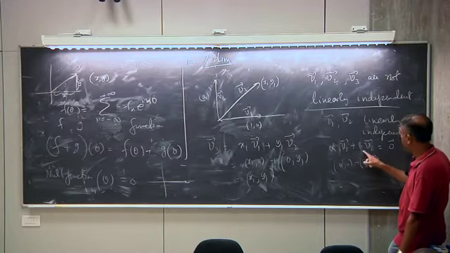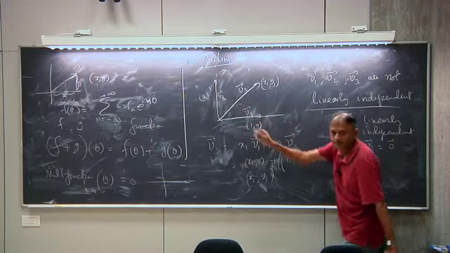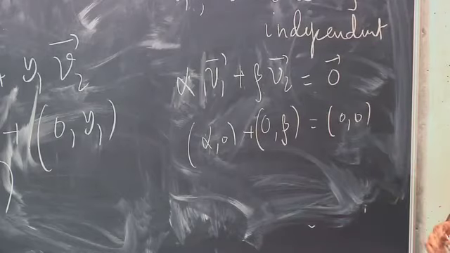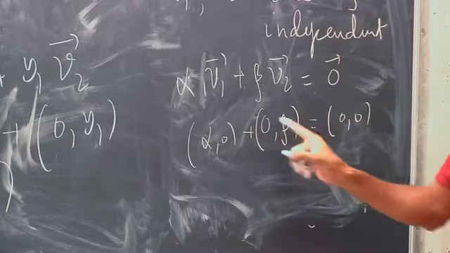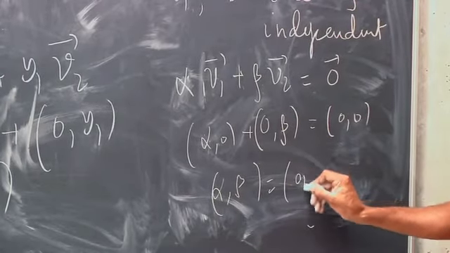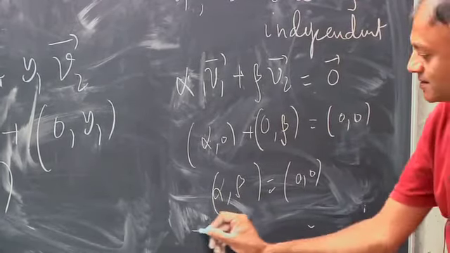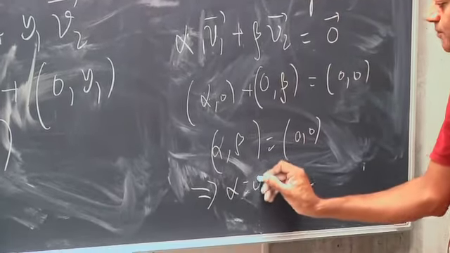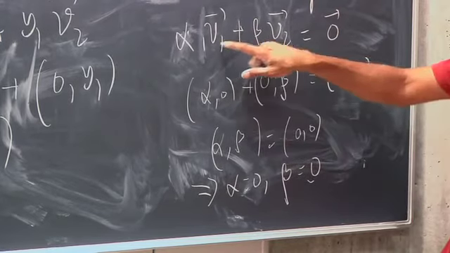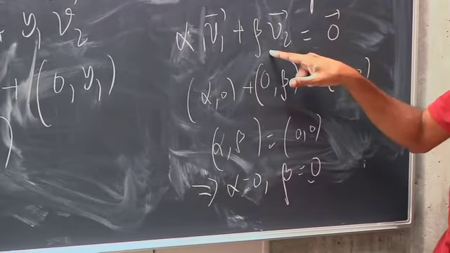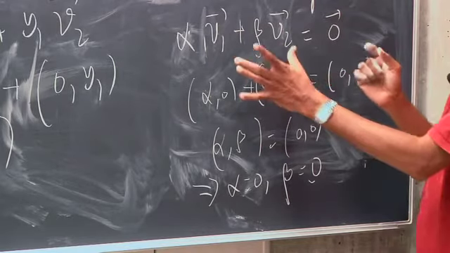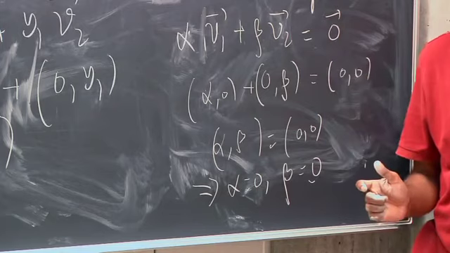Okay. Beta multiplied by V2. That's that. And the null vector is 0, 0. Now the sum of these two, again add the components. So you get here alpha, beta equal to 0, 0. This implies alpha equal to 0 and beta equal to 0. Correct. So the only solution to this equation is that alpha and beta are both 0. When this happens, then you say V1 and V2 are linearly independent.